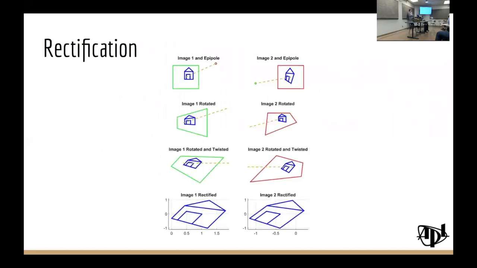Image rectification is described here. It is taking two images and projecting them onto a common plane. So if we have two images of houses taken from different angles where we know the extrinsics, we go through a series of rotations and twists to put both images on the same plane. And so we can see here that the x-axis is not the same, but the y-axis is pretty similar.